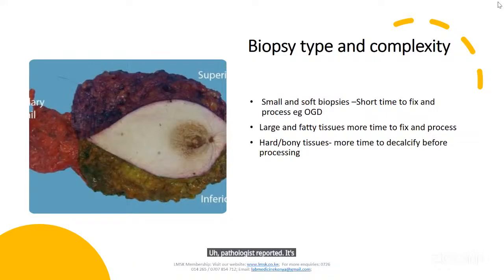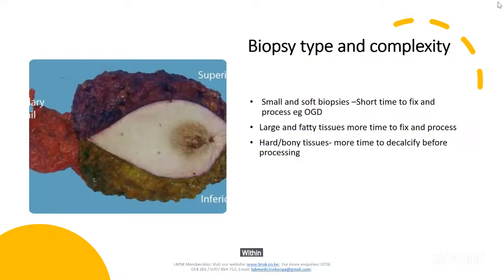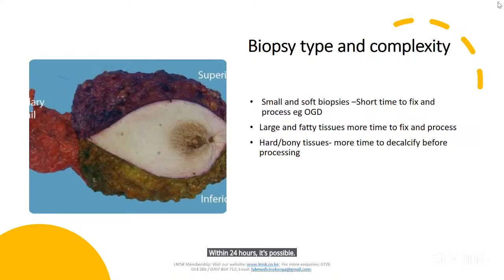It's very possible, because a gut biopsy takes a very short time to fix. Around 1 hour, it's already fixed. Then processing, within 3 hours, it's already done. Then you go ahead and embed, and then do microtomy, stain, and the pathology report. So it's a very short time. It's possible to get a histology report within 8 hours. Within 24 hours, it's possible. Whether you're having 5 or 10 samples and they're just small samples, it's possible to give a date of 24 hours.